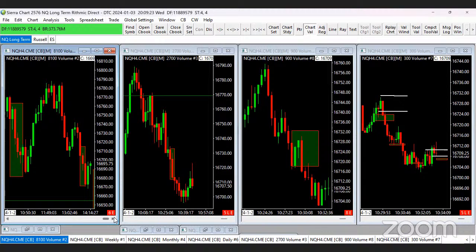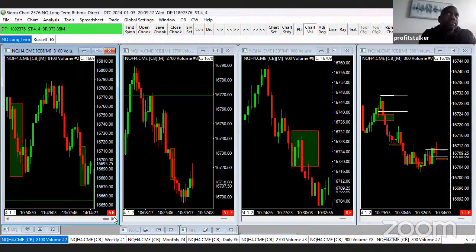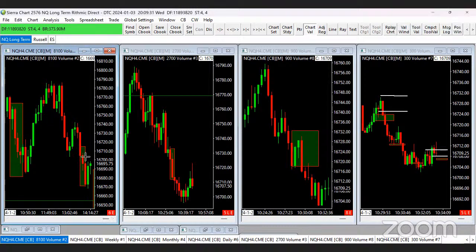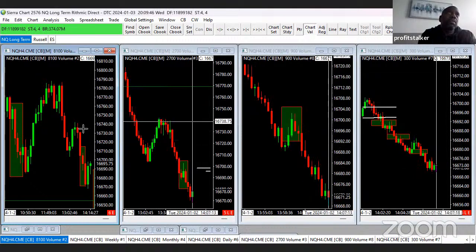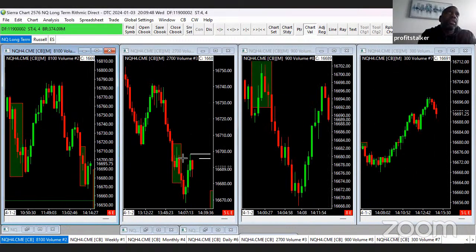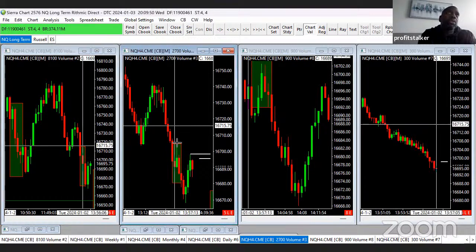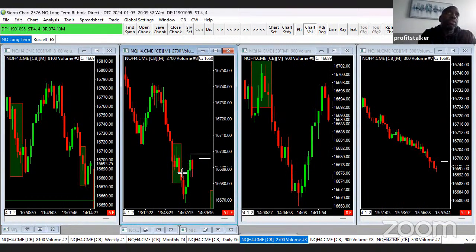And that one, we're entering that on the 300, right? Yes. So same thing here. We have another lower high. Market's going down. Then once the market starts going down, you see here where it gives you the pause in the market. You see that green bar is the pause, right?